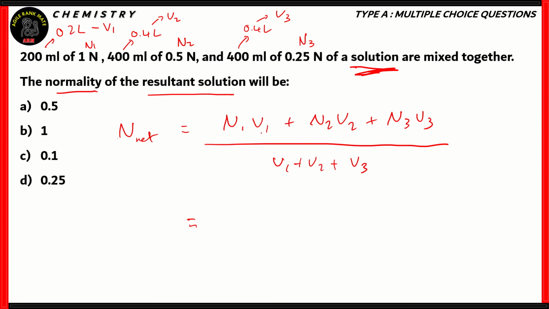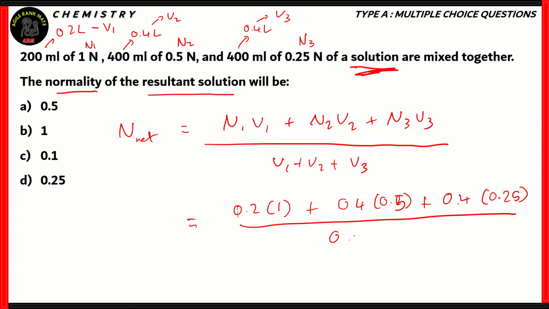So, what are we going to do? This is the sum of the mole equivalents, and this is the sum of volume in the denominator. So therefore, we're going to multiply each of the components here. So 0.2 times 1 plus 0.4 times 0.5 and 0.4 times 0.25. And in the denominator, we have 0.2 plus 0.4 plus 0.4.